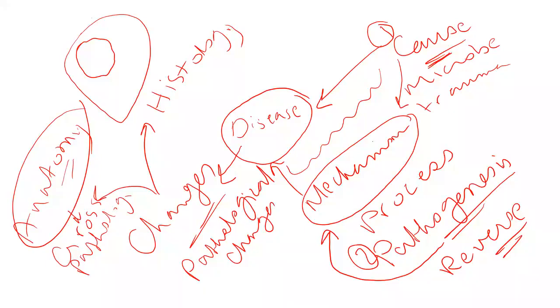So you can see a change in the liver, for example. If this is a liver, you can find enlargement, you can find shrinkage, you can find some cavity inside the liver. So this is change in the normal anatomy.